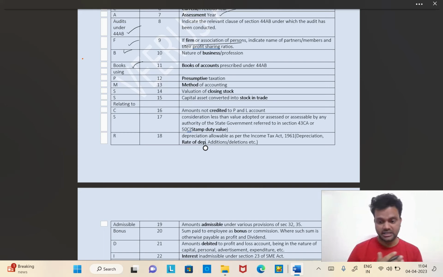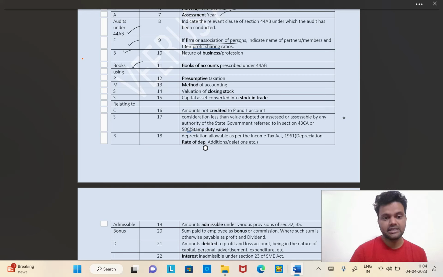M means a method of accounting. And S means stock, closing stock valuation. And another S means stock in trade, capital asset converted into stock in trade. And then another verb comes, that is "relating to." Again, I use "relating to" to make a reasonable sentence. There is no meaning to it.